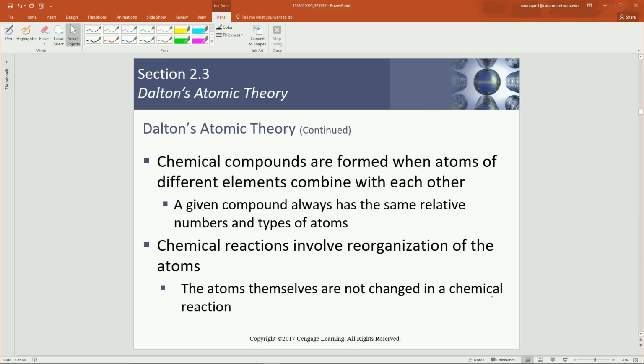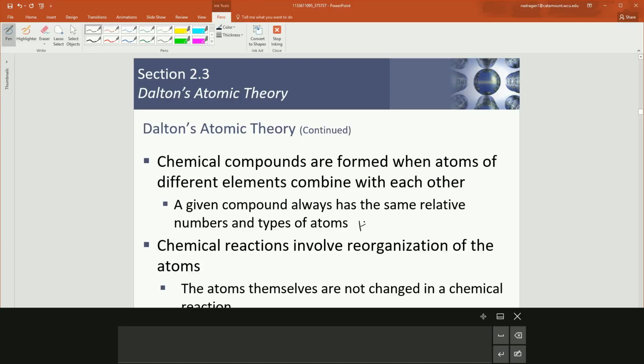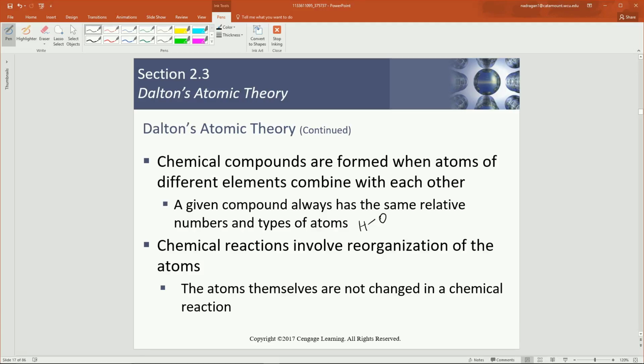Okay. So the next part of his atomic theory said that chemical compounds are formed when atoms of different elements combine with each other. And in addition to that, a given compound always has the same relative numbers and types of atoms. So a compound like water would always have two hydrogens and one oxygen.